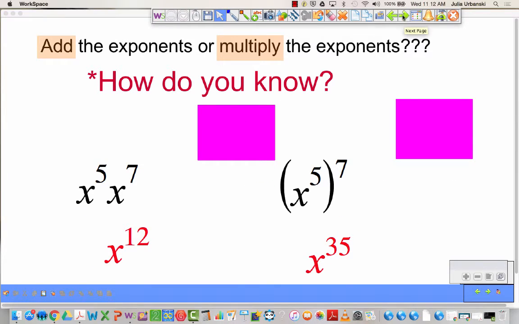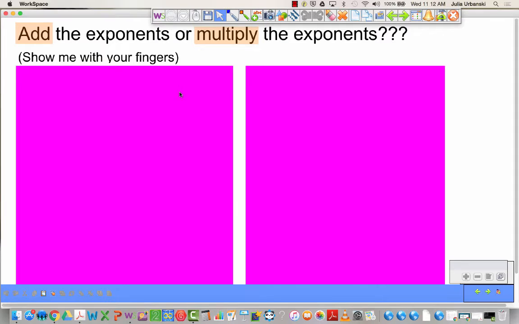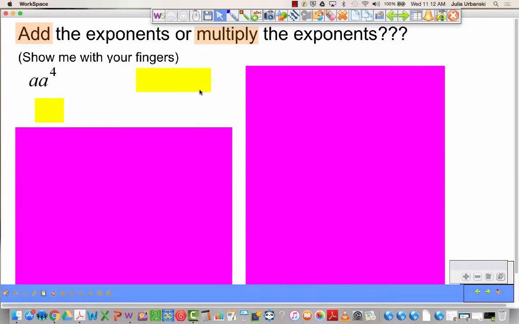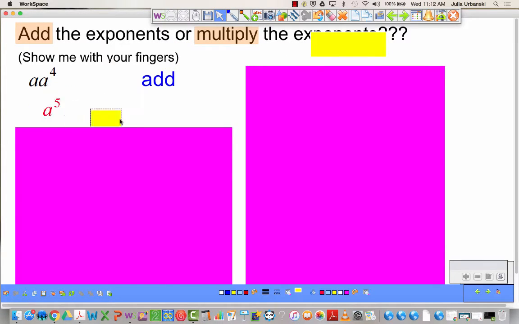So very quickly, out loud. Okay, add or multiply. Add. What do we get? x to the 8th. Good. Oh, because there's an imaginary one. That's right. Imaginary one.